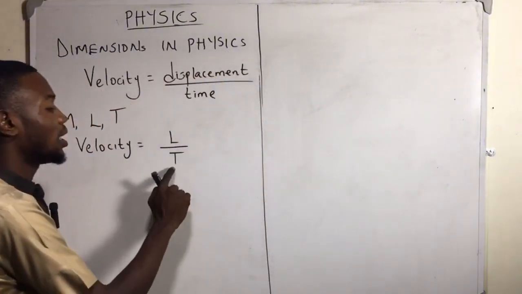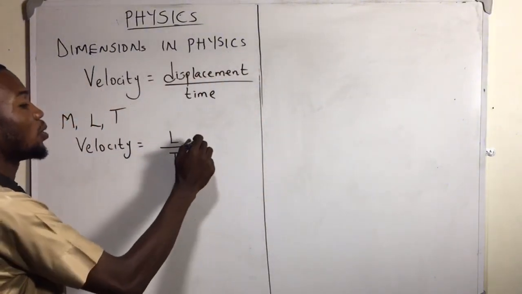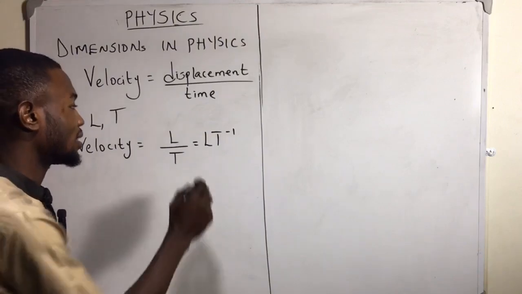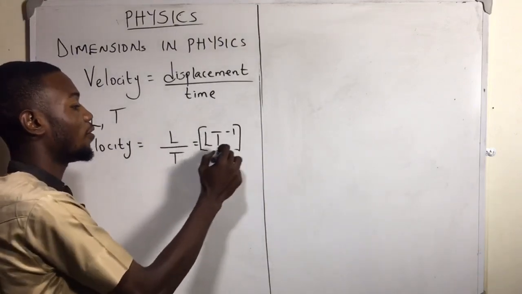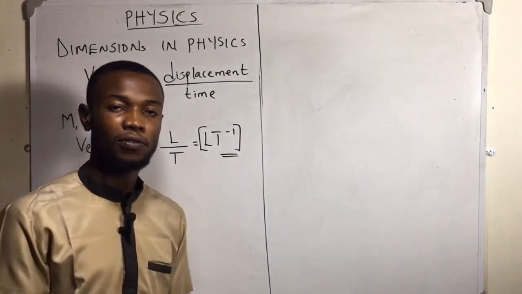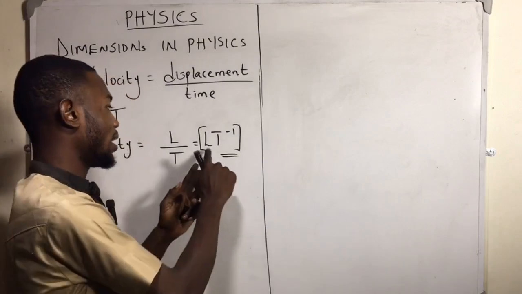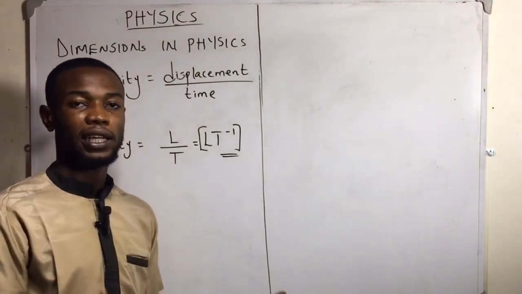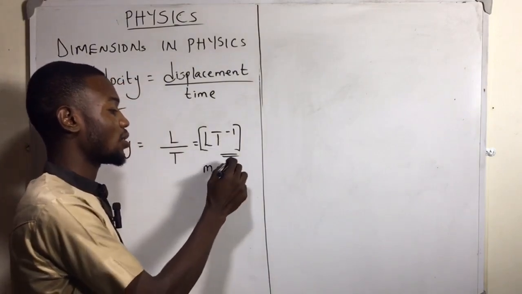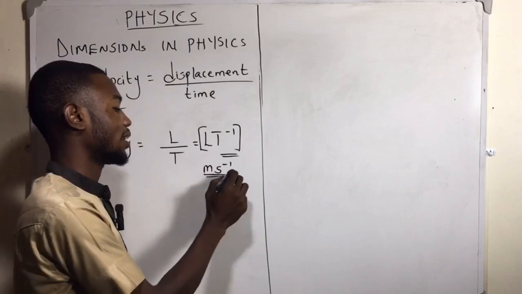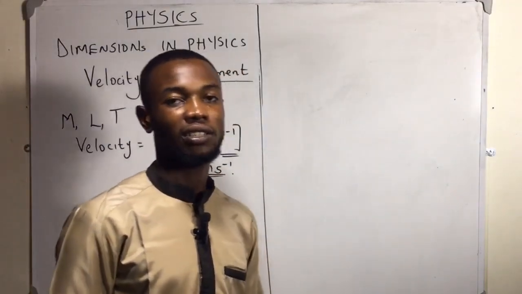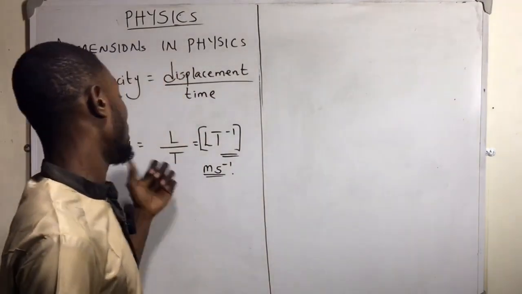Now, let's move ahead. This T we need to move up, so we rewrite it as LT inverse. That is the dimension for velocity. That's why anytime you solve for velocity, L is referring to length, and length is always in meter. Time is in seconds, so you have it to be meter per second. That's the SI unit, the International System of Units, for velocity.